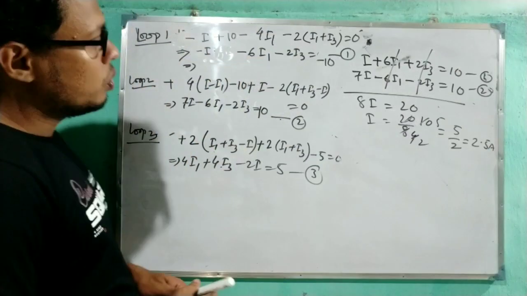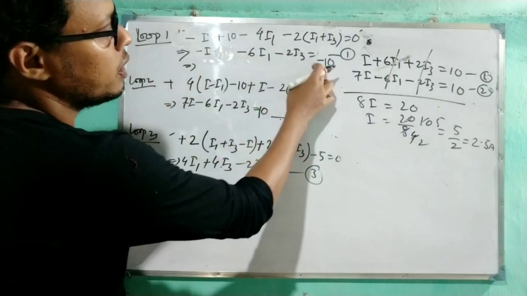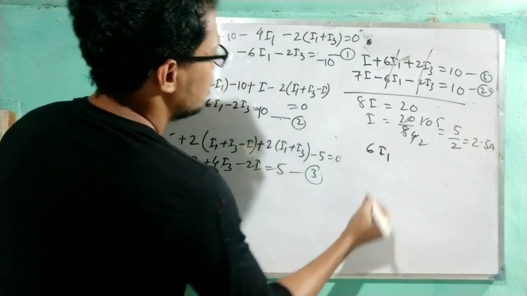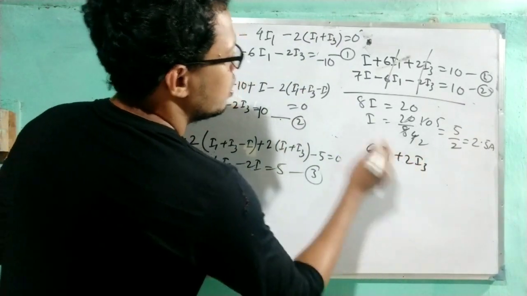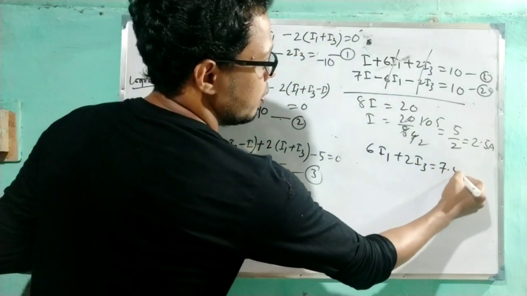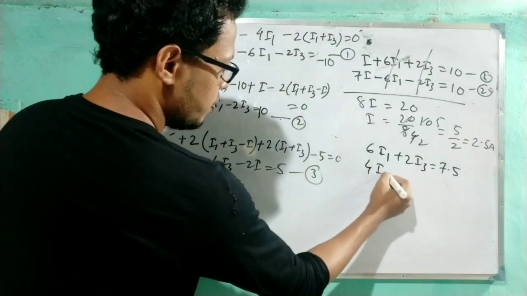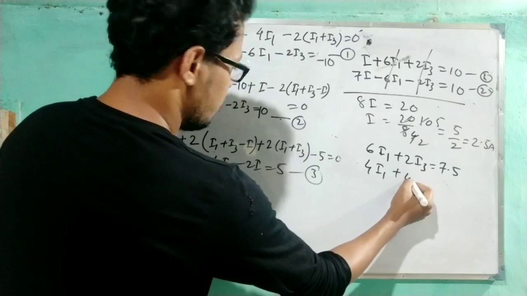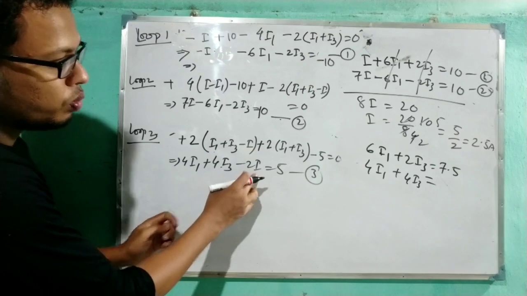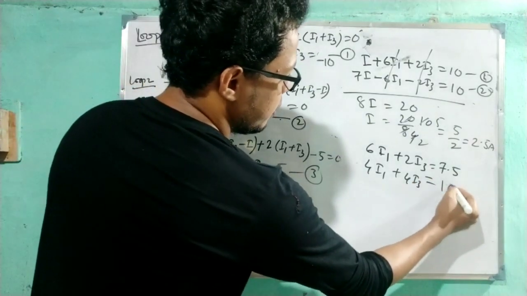Put the value of I over here. Minus, minus, minus is there. Here also minus, so you can neglect the minus also. So it will come 6I1 plus 2I3. See, 10 was there, here 2.5 was there, so 10 minus 2.5, which is 7.5. Now take this equation. 4I1 plus 4I3 equals to, see, 2 into 2.5, how much? 5. So minus was there, 5 plus 5, which will be 10.